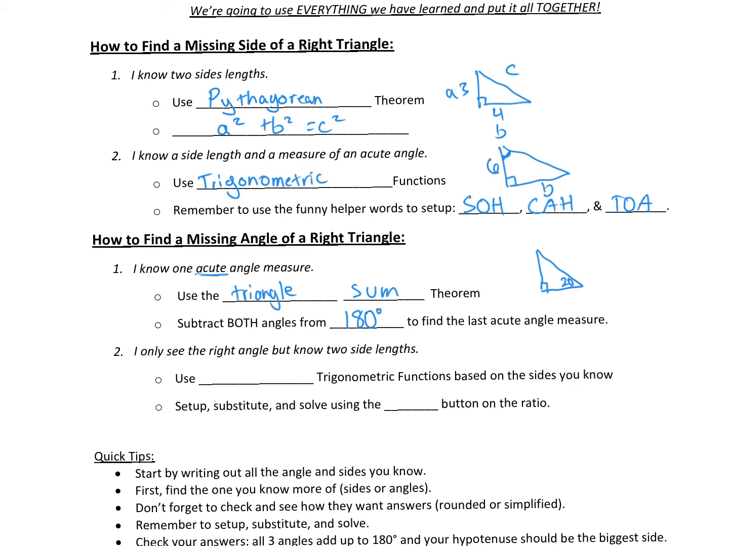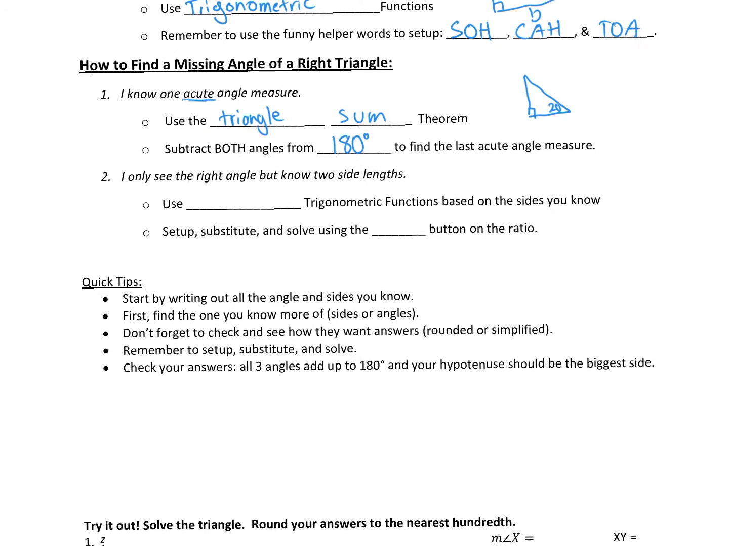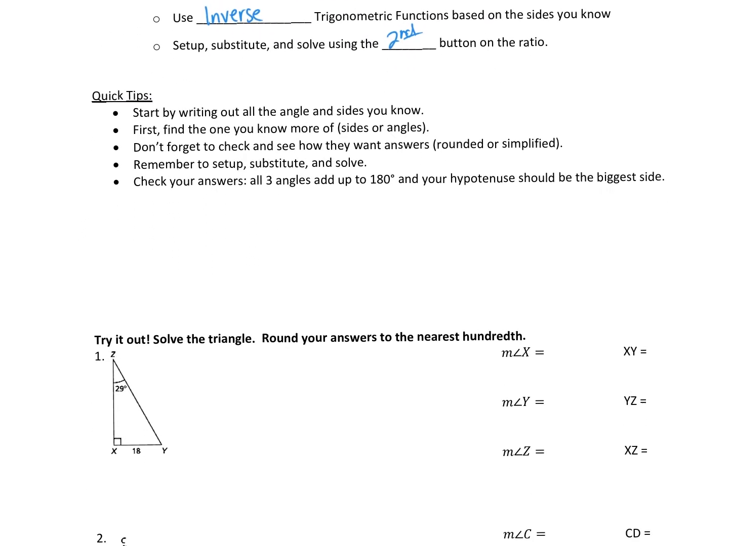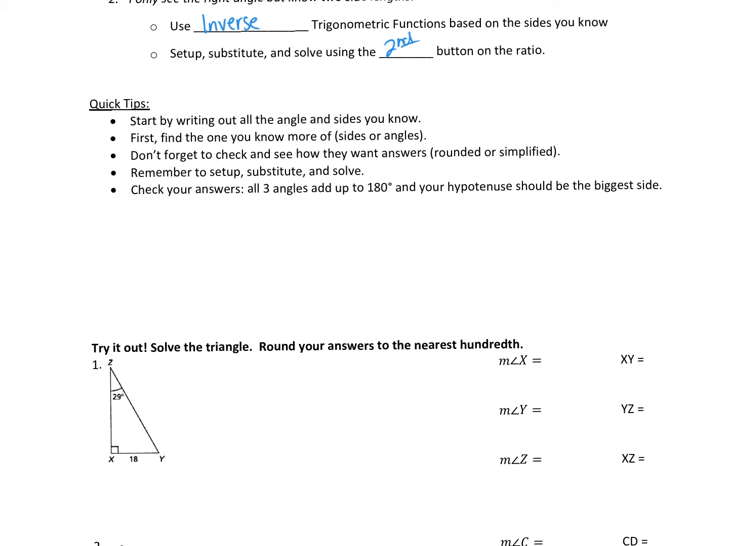Number 2, if I only see one right angle, but I know the other two side lengths, so I have a right angle, I don't know what the other angle is, then we want to use the inverse trigonometric functions based on the sides you know. So you set up, substitute, and solve using the second button on the ratio. So second, and then push in for, say, sine. Instead of getting sine, you'd get the inverse of sine.